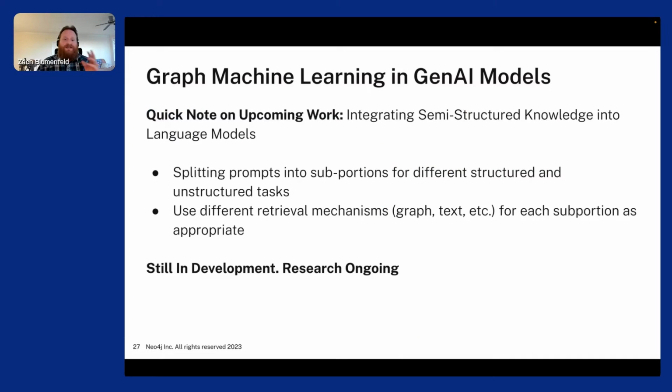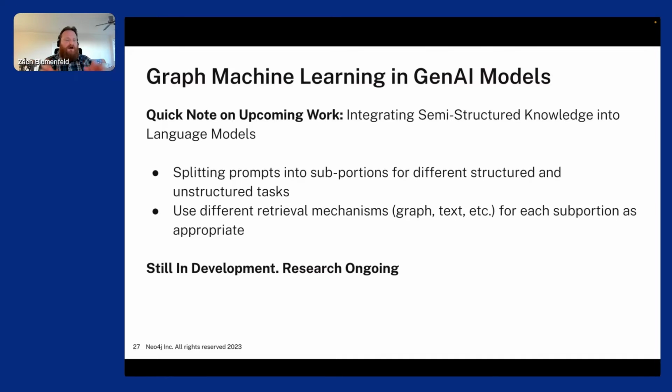And there's other work in this area of graph machine learning and generative AI models. I don't think anything's been published yet, but there's been work announced from Stanford looking into semi-structured knowledge in retrieval, which is basically splitting prompts into subportions for different structured and unstructured tasks, chopping up a prompt and figuring out how to send pieces of the prompt to different models, whether for a GNN to pull data, or to pull text data from.